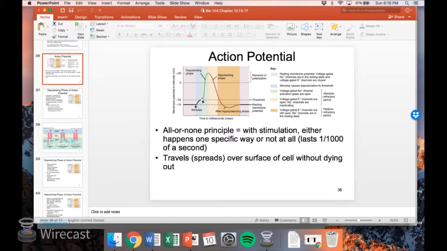And then our voltage-gated sodium channels are going to be open, so sodium is going to rush into the cell. So we have this massive amount of positive ions all rushing into the cell, which is going to make the inside of the cell a lot more positive.